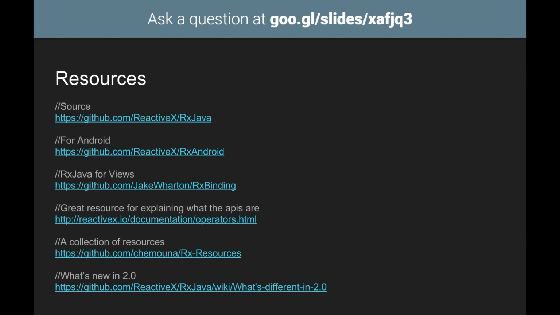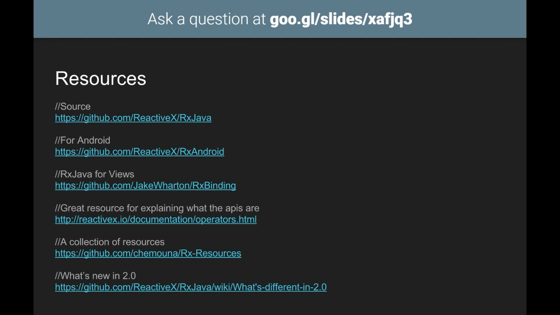RxBinding is the RxJava for views. That was the one I was talking about for text views and on-click listeners if you want to go that route. The next one is a beautiful website that'll have picture diagrams of how every single method works, every single method you can call, how to use them. It's probably the best documentation I've ever seen of any API.